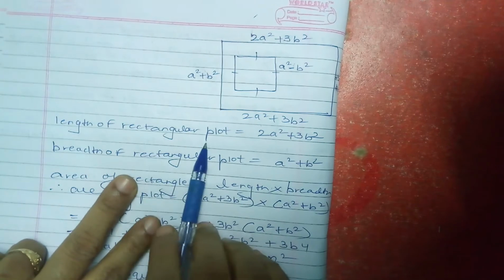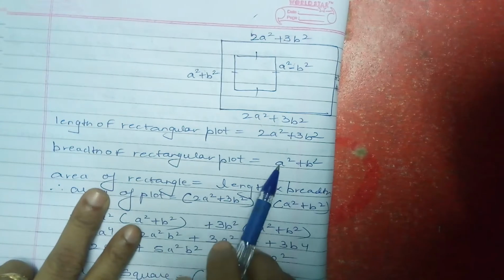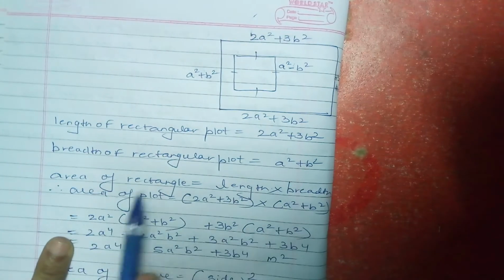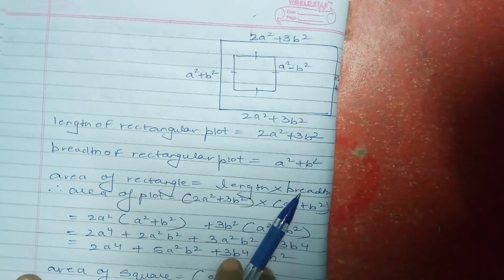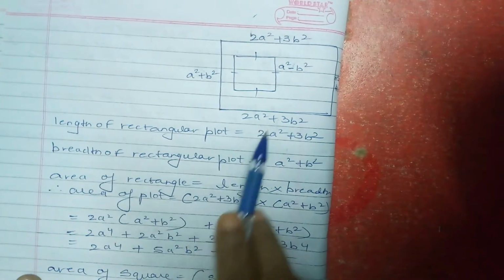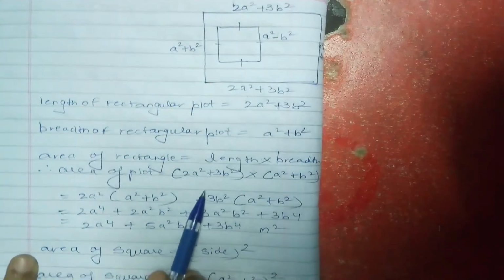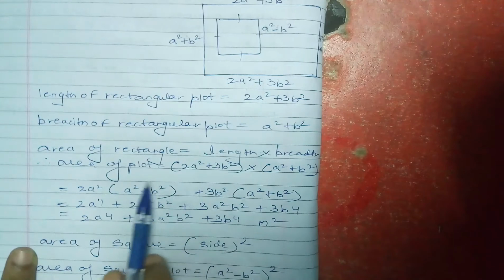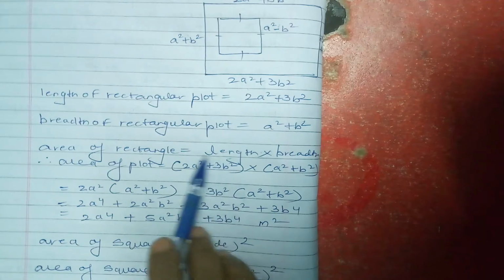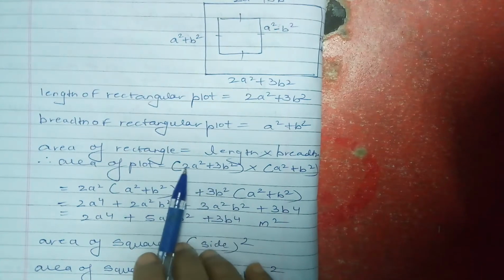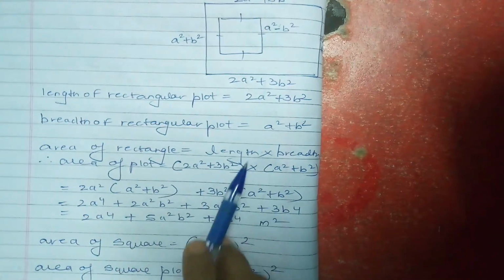So see here, what is the length of the rectangular plot? 2a square plus 3b square. What is the breadth of the rectangular plot? A square plus b square. Now what is the area of rectangle formula? Length into breadth. So I have written length into breadth. So area of the plot is what? 2a square plus 3b square into a square plus b square. So as you know, in multiplication, yesterday only we had learned that you have to split one of the binomials, or one of the algebraic expressions, say 2a square plus 3b square, and then multiply each term of it with the other binomial.